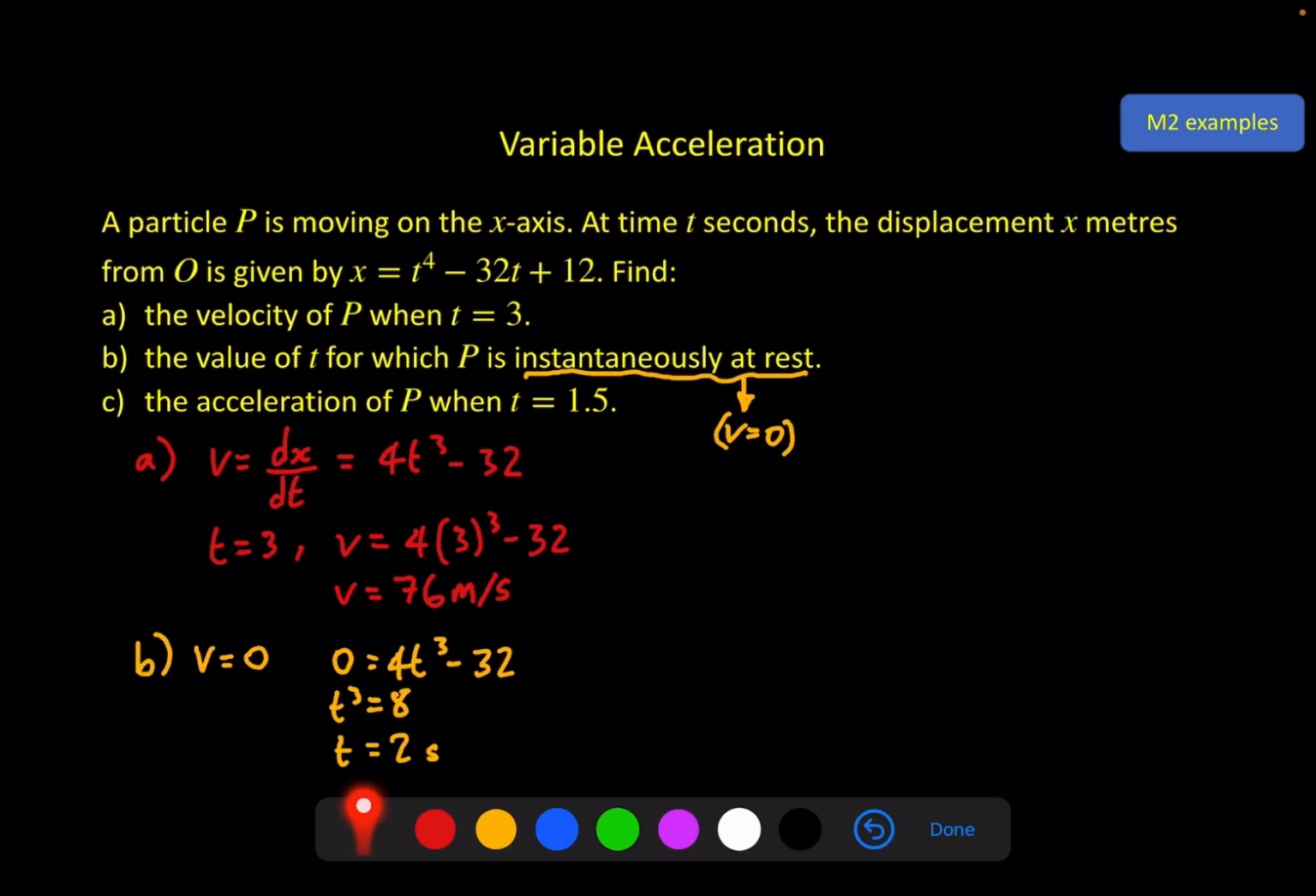Part C, find the acceleration of p when t is 1.5. So to find the acceleration, we need to differentiate the velocity function. So we need to differentiate this again. Acceleration is equal to 12t squared, and 32 differentiates to give 0. Now I have the acceleration formula, I just substitute in t equals 1.5. And that gives the answer of 27 meters per second per second.